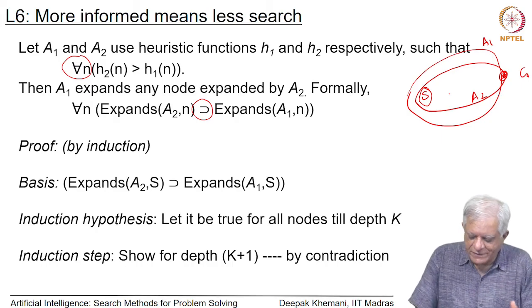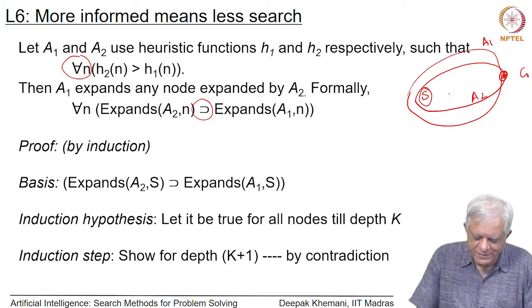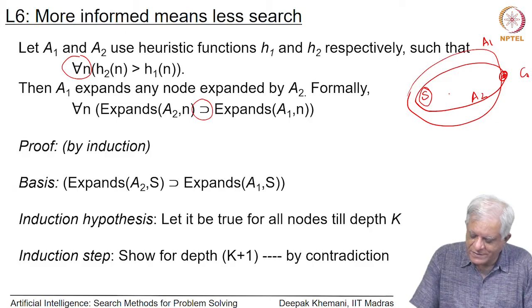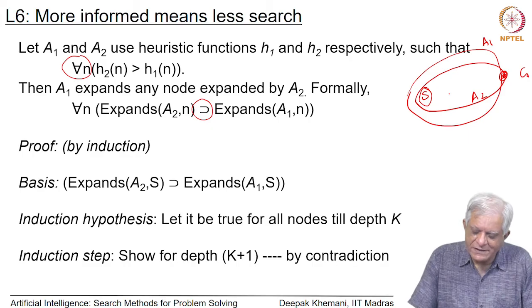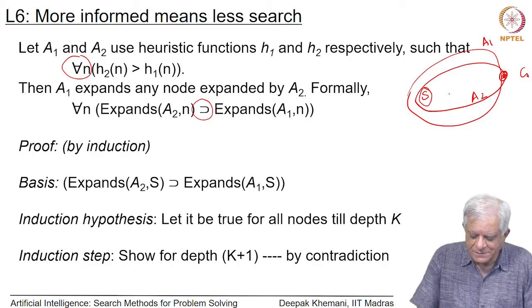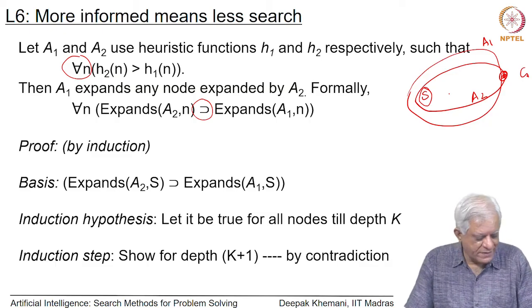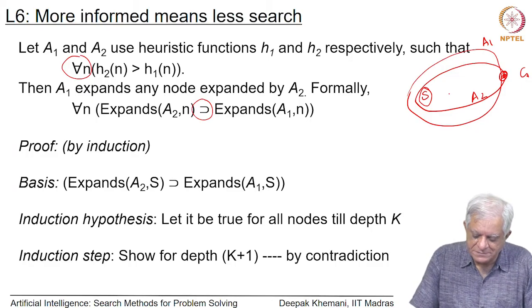So, what are we doing here now? We have assumed that the base case is that both inspect the node S, the start node, then the hypothesis is that this statement is true for depth k, which means that up to depth k any node inspected by A2 is also inspected by A1, and we want to show that it is also true for depth k plus 1. If it is true for depth k, it must be true for depth k plus 1, and we want to show this by contradiction.